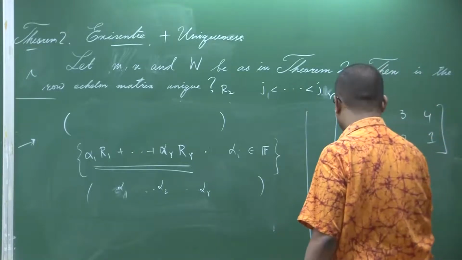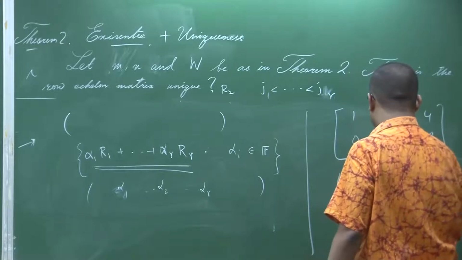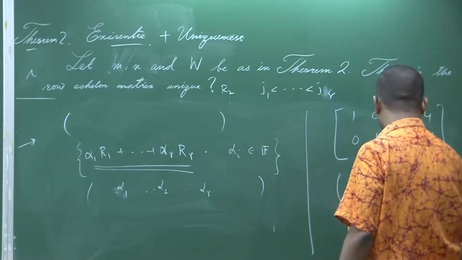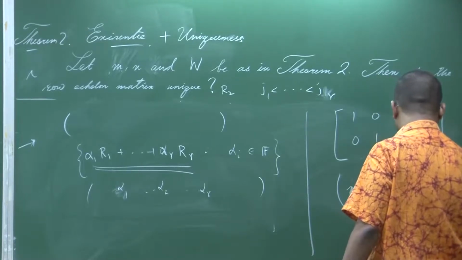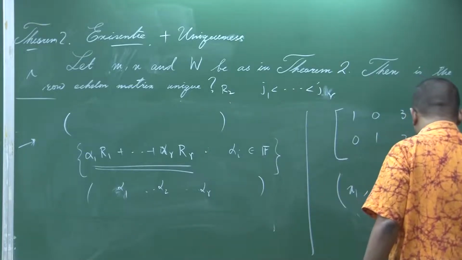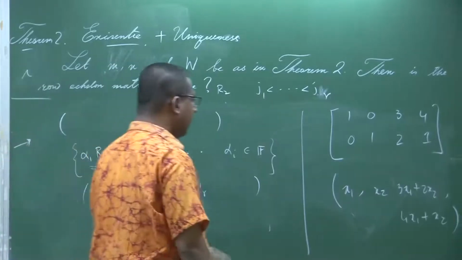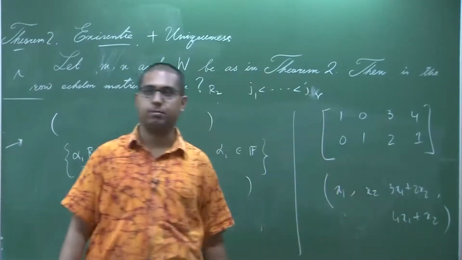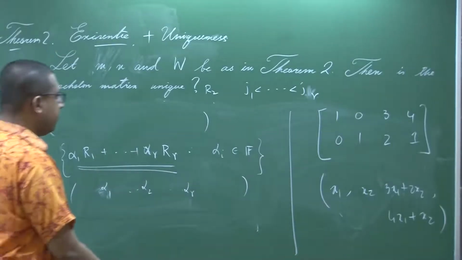So, how will a typical element look like? x1, x1, 3x1 plus 2x2 and 4x1 plus x2. So, it is a very special kind of description, a very explicit description. Why special?